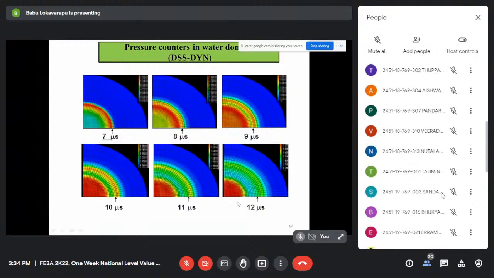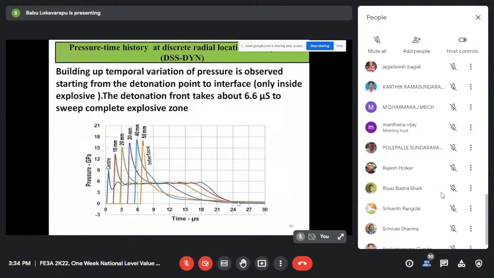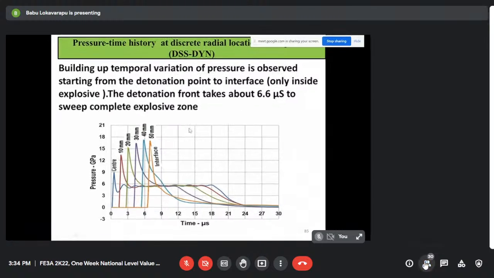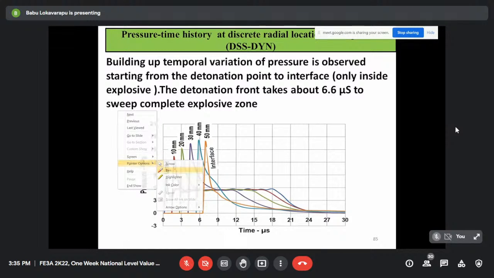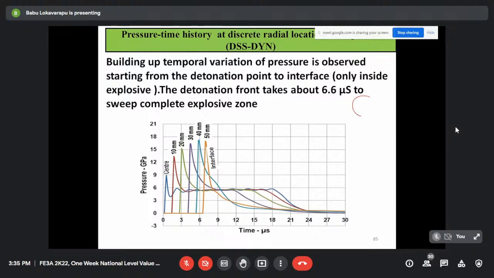It is just propagating, and in the process we have extracted the data and plotted the result versus time. You can see clearly from this plot. I told you the total radius, right? We started from the center. The total explosive radius is this, this radius is 50, so the center point is this.